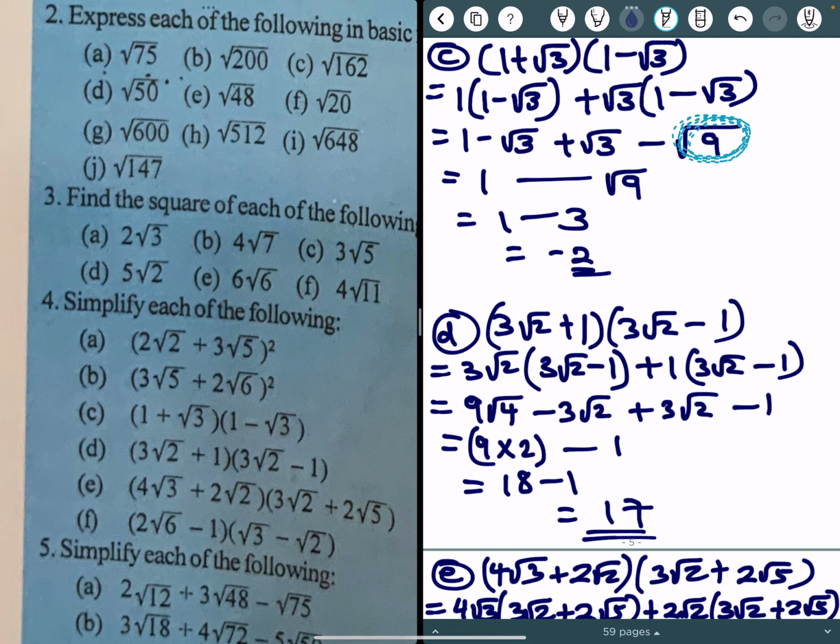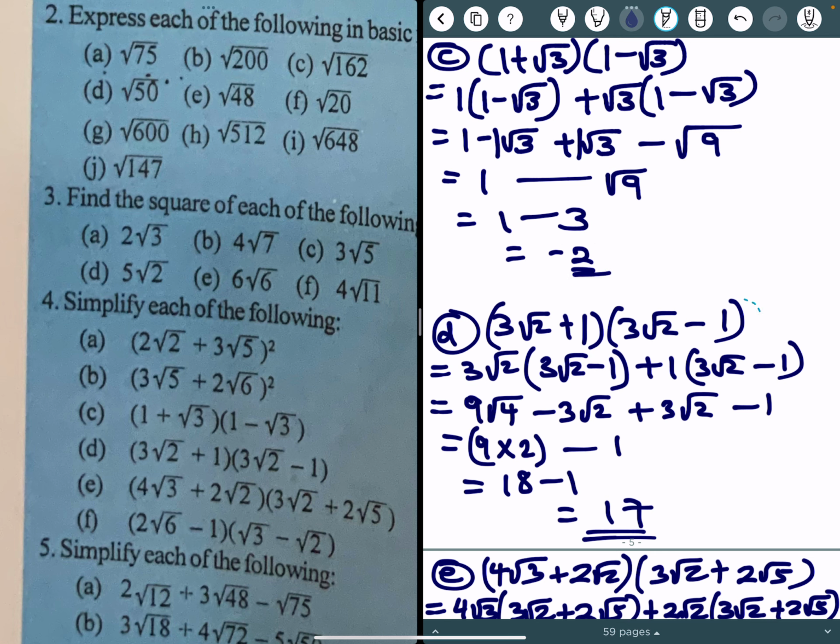Now, these are similar. This is like minus 1 root 3 plus 1 root 3. That's 0, just like minus 1x plus 1x, or plus 1x minus 1x. That's 0. So you are left with 1 minus root 9. And the square root of 9 is 3. 1 minus 3 is minus 2.